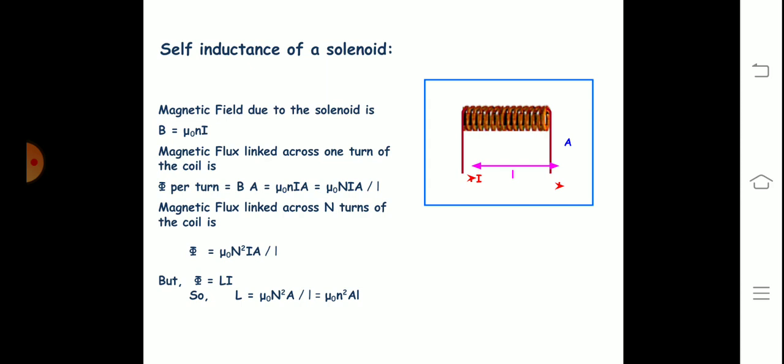Since the coil consists of capital N number of turns, the total flux linked with it will be phi is equal to mu 0 N square i A by l. On comparing with phi is equal to L i, we get the expression L is equal to mu 0 N square A by l. This expression is very important, as it describes the factors on which the self-inductance of a coil depends: the number of turns per unit length or total number of turns, and the length and area of the coil.